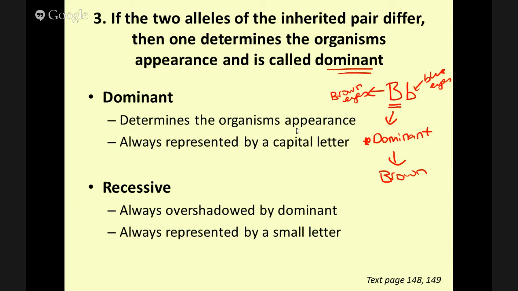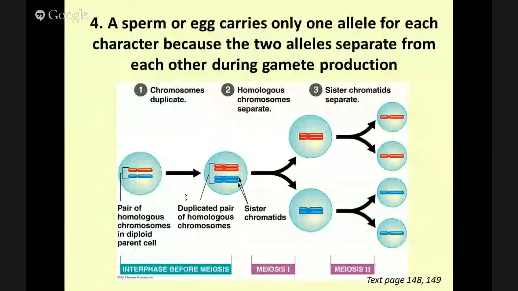So dominant is going to determine the appearance of the organism, and we're always going to describe dominant with a big letter, a big B, right? And then recessive will always be overshadowed. So if you have somebody who's big B, little b, the big B always wins. The dominant trait always overshadows the recessive trait, at least in Mendelian genetics. We'll see later that there are some exceptions to Mendel's rules, but we're mainly studying Mendelian genetics. So for now, we're going to say that dominant traits overshadow recessive traits. So our recessive trait, in this case, we would represent with a small b, okay?